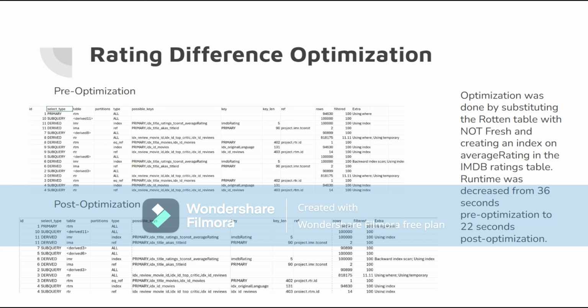The rating difference query gets all movies with polar ratings. Below you can see the pre-optimization and post-optimization explain plans for both queries. This query was optimized by first removing the redundant Rotten table, and second by creating an index on average rating in the IMDb ratings table, decreasing the runtime from 36 seconds to 22 seconds.